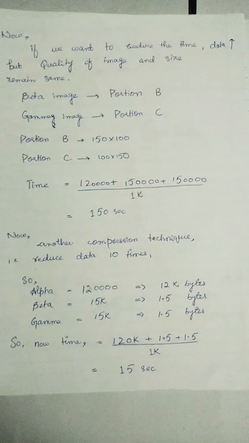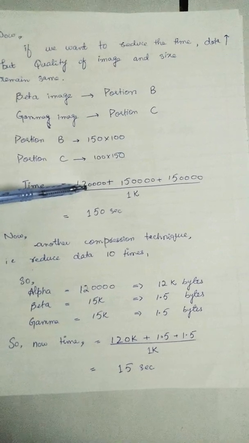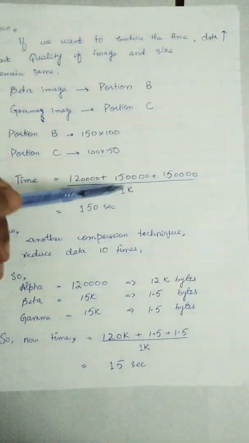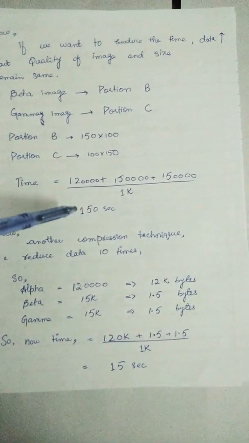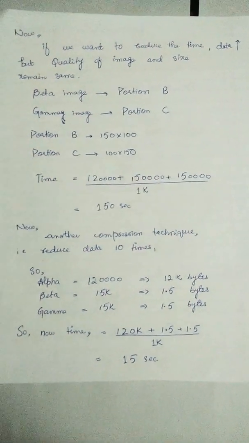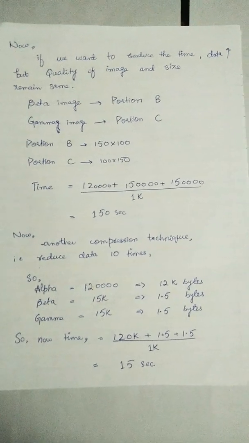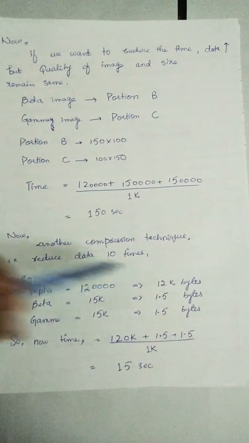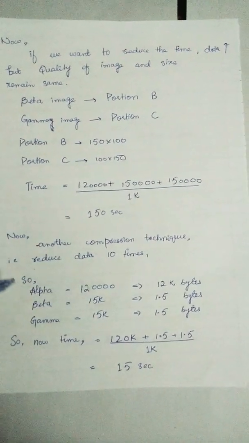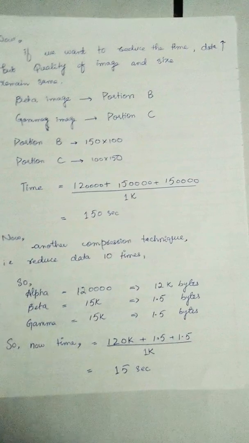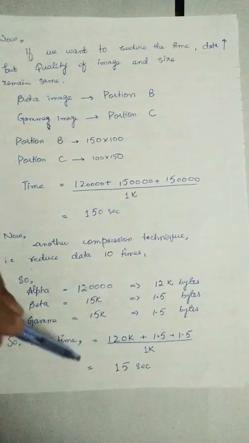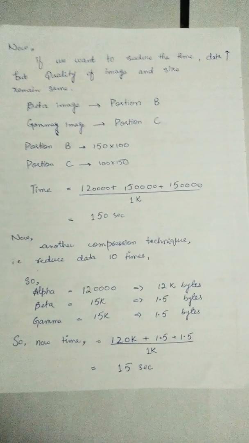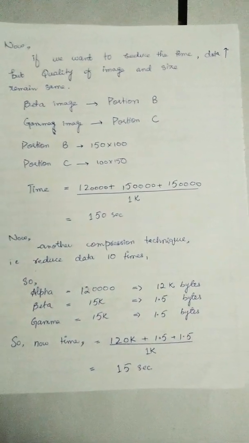Now we calculate the time: 120k from figure alpha, 15k from beta, 15k from gamma, divided by the channel capacity. So the time is 150 seconds. Another compression technique reduces the data 10 times. Alpha data of 120k is reduced 10 times to 12k, beta 15k is reduced 10 times to 1.5k, gamma similarly, and the time is now 15 seconds. By using DSP, the time is reduced from 360 seconds to 15 seconds.